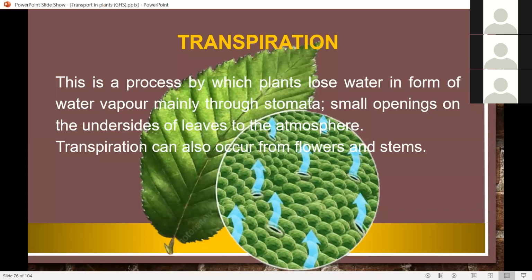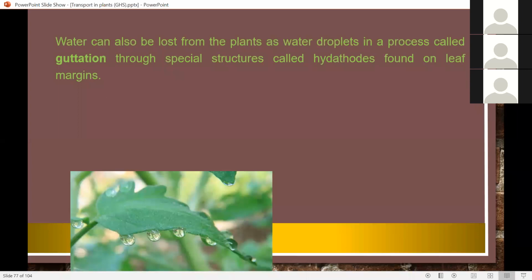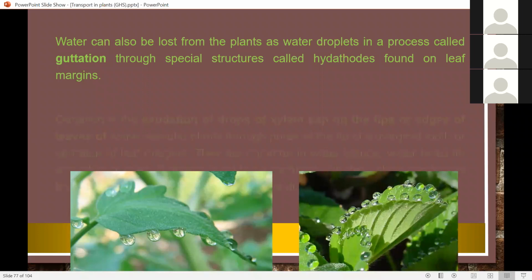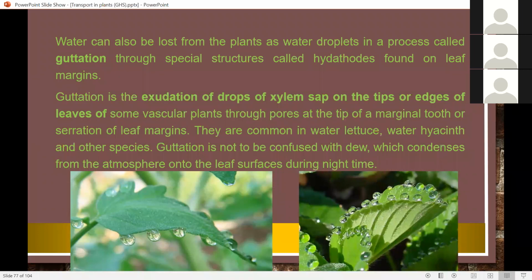Then we said that the plants not only lose water in form of water vapor, they can also lose their water in form of droplets. This water passes through special structures we call the hydathodes, which are always found on the leaf margins. And of course, we said that we shouldn't confuse guttation with condensation or with dew. Dew is formed as a result of condensation.